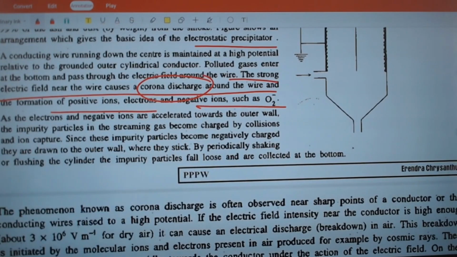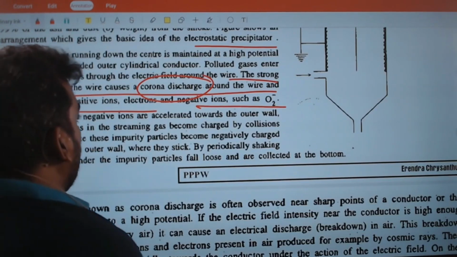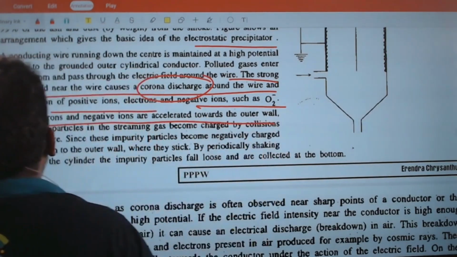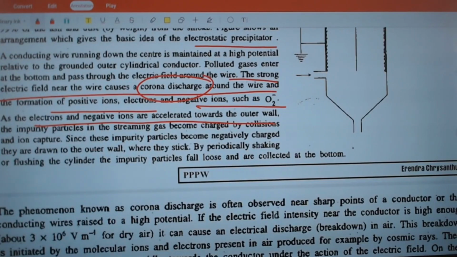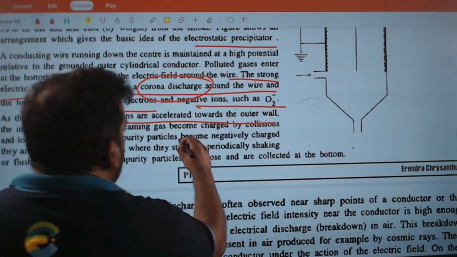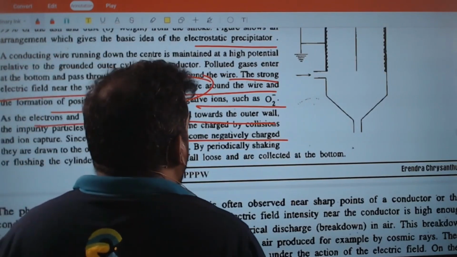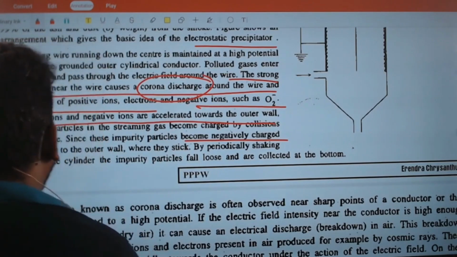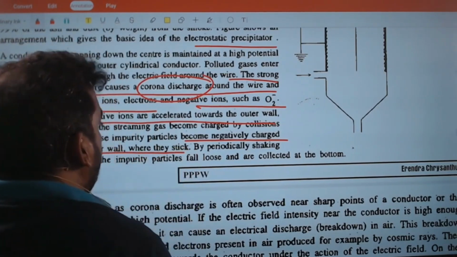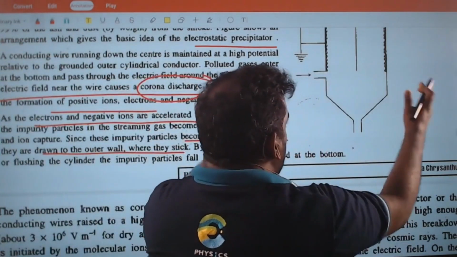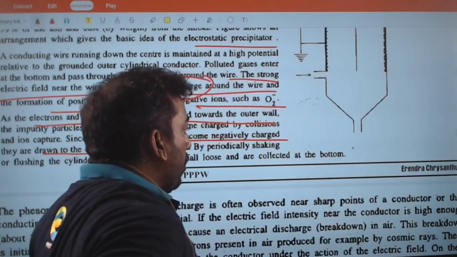As the electrons and negative ions are accelerated towards the outer wall, the impurity particles in the stream gases become charged by collision and ion capture. Since these impurity particles become negatively charged, they are drawn to the outer wall. So the outer wall is positively charged. Where they stick, by periodically shaking and flushing the cylinder, the impurity particles fall loose and collect at the bottom. So you can shake the cylinder, and all impurity particles fall down.